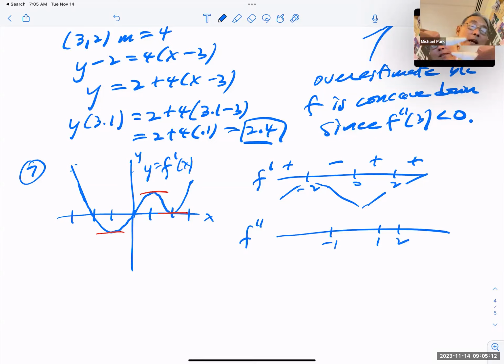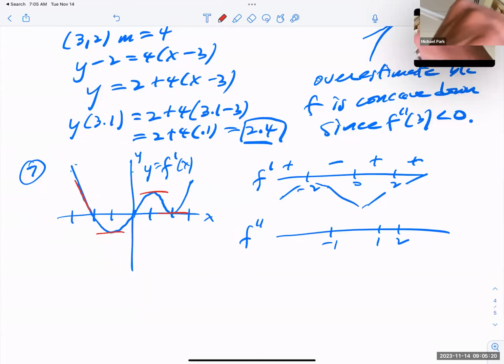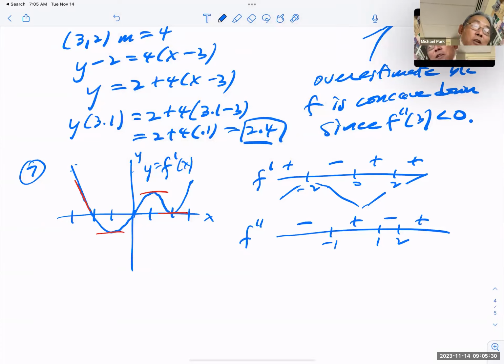And then what kind of signs do you put? You look at the slope. From -3 to -1, if the graph is going downhill, it has a negative slope. Uphill, positive slope. Downhill, negative slope. Uphill, positive slope. You're making a number line for the slope of that graph. And then, of course, what does that mean? It's concave down here, concave up, concave down, concave up. So all 3 of these numbers, -1, 1, and 2, are points of inflection because f double prime changes sign.